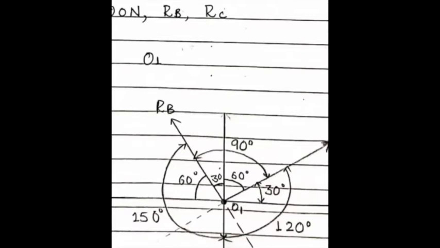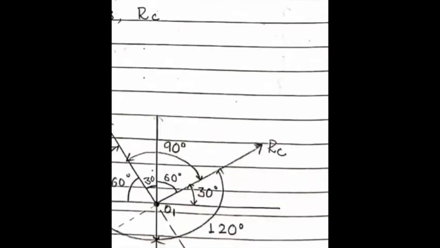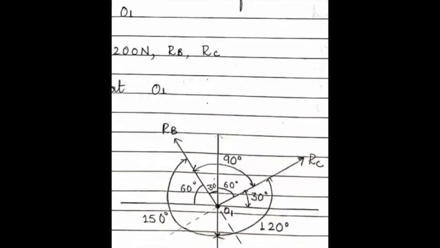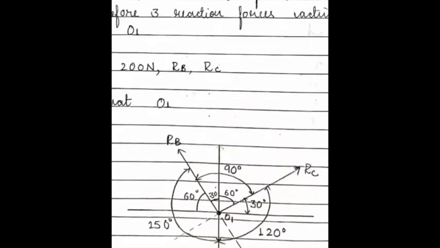Number 3, RC angle is 30 degrees with respect to the x-axis. The rest, everything you can solve, I guess. That is nothing but you can apply Lami's theorem to calculate the answer for RB and RC. I have already divided everything there, all the angles.